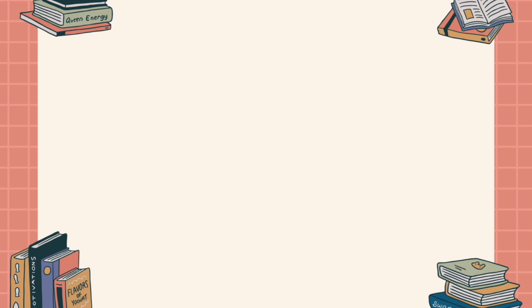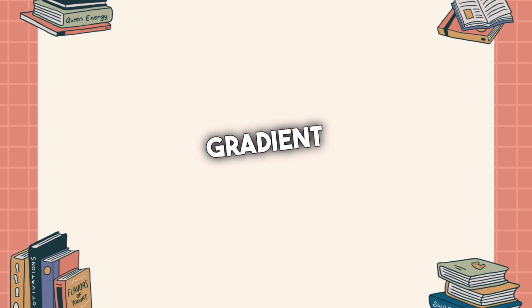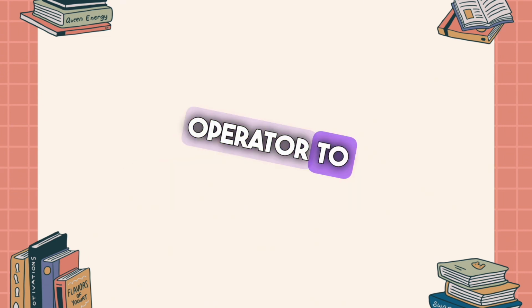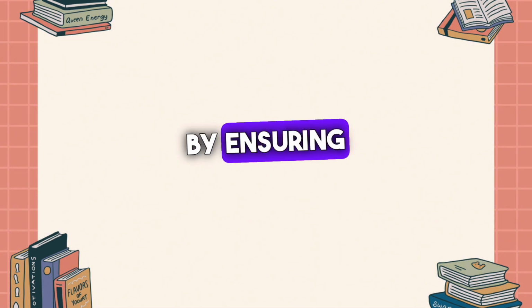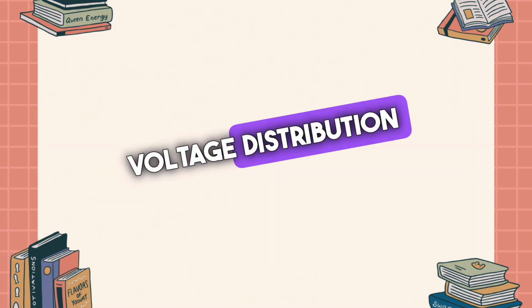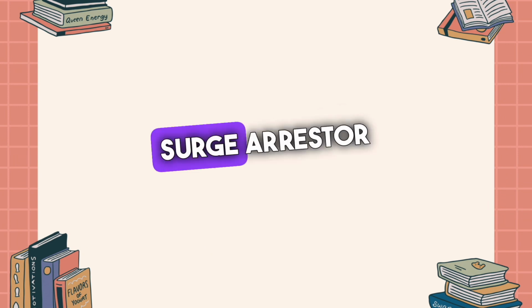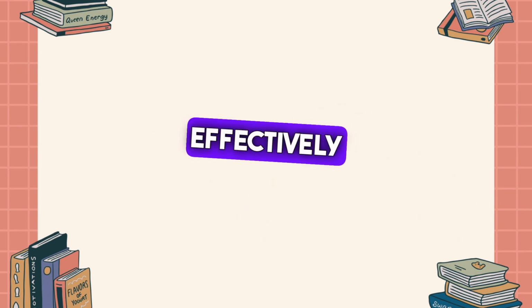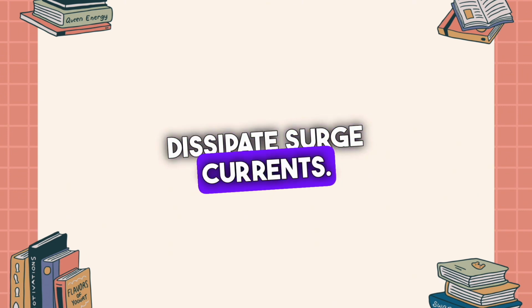Gradient rings help the surge arrestor operate efficiently by ensuring that the voltage distribution is even, which allows the surge arrestor to effectively divert and dissipate surge currents.